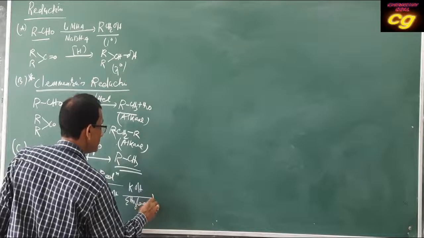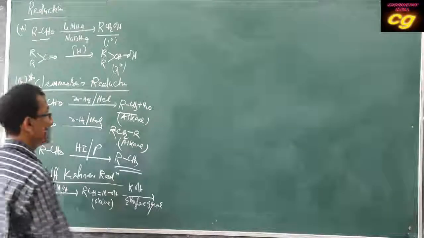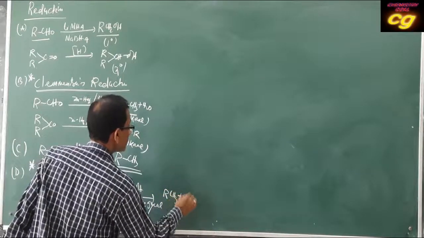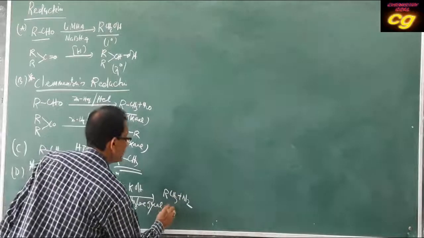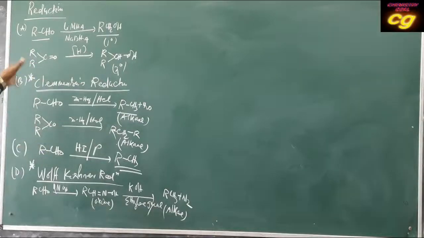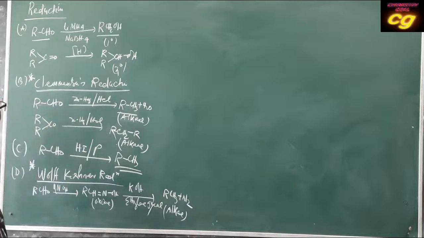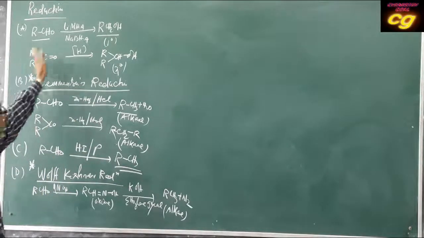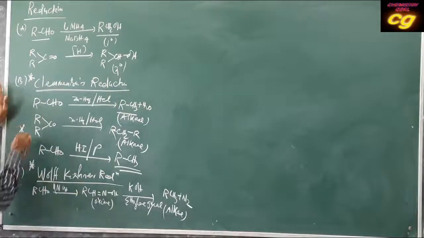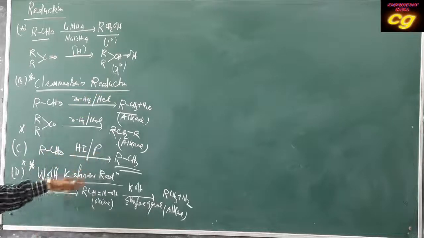Ethylene glycol, it produces alkane, RCH3 plus nitrogen. So very important, this is alkane. When an aldehyde or ketone is reduced, it gives either alcohol or alkane. These are the two products. The alkane will be formed by these three methods: Clemmensen reduction, using HI and phosphorus, or Wolff-Kishner reduction.